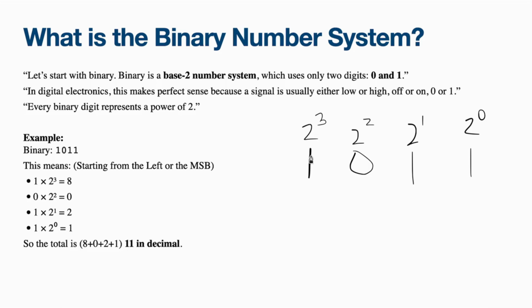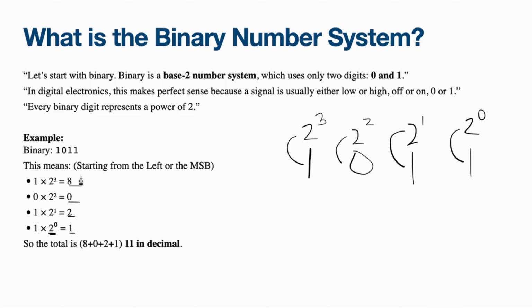Now if we want to convert it to a decimal number, we will just multiply each binary bit by its power of 2. So 1 into 2 raised to the power 3, 0 into 2 raised to the power 2, 1 into 2 raised to the power 1, and 1 into 2 raised to the power 0. So 1 into 2 raised to the power 3 is equal to 8. 0 multiplied by anything is 0. 1 into 2 raised to the power 1 is equal to 2. And 1 into 2 raised to the power 0 is 1 because 2 raised to the power 0 is 1.